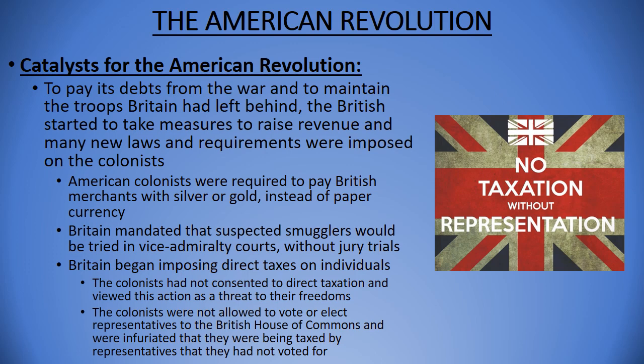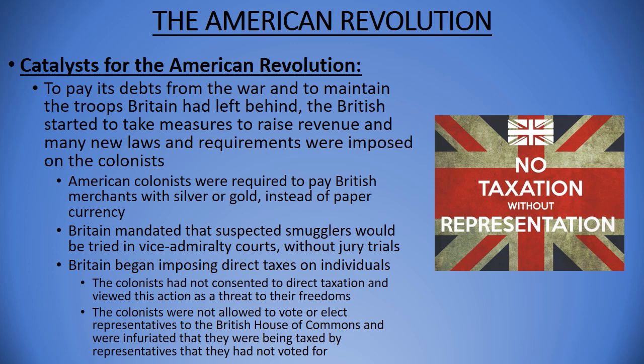Well, here's a few ways. First, they started to require American colonists to pay not in paper currency, but in silver or gold. And a lot of the colonists started to smuggle goods because of that requirement, and so Britain then mandated that if you were arrested for smuggling or suspected smuggling, you would be tried in a court without a jury. Now, jury trials were a pretty long established tradition throughout British history. Remember, they even instituted it in the Magna Carta in the 1200s. So the colonists were pretty angry with that. They're like, how dare you take away our jury trials?